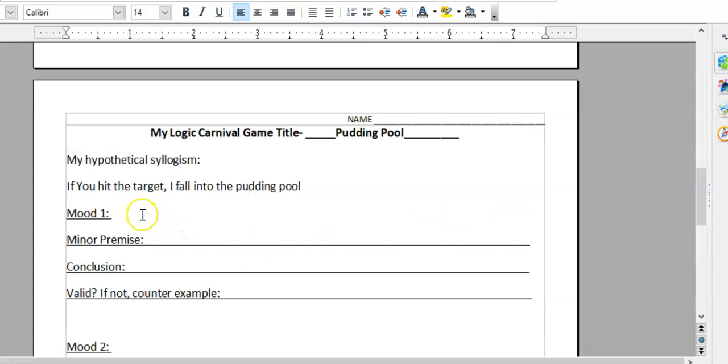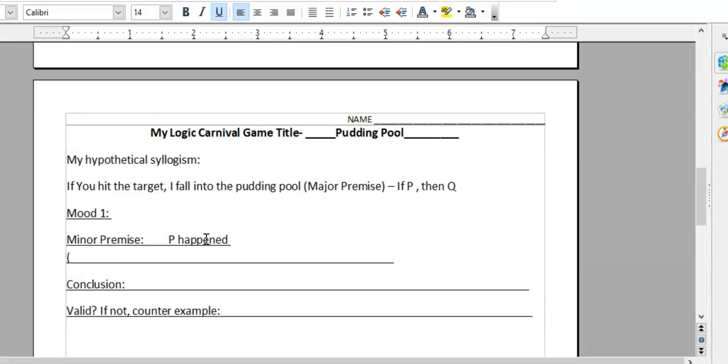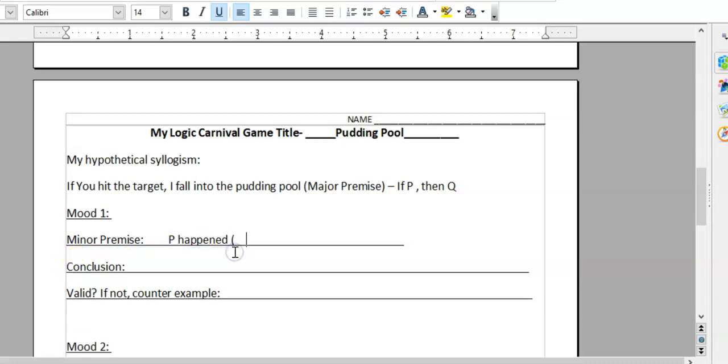Okay, so this is basically your major premise. Your hypothetical syllogism is your major premise. So this is your if P, then Q statement. So your first minor premise would be P happened, which means in this case, this is P, so it would be I fall into the pudding pool. I'm sorry, I hit the target. P happens if you hit the target. So I hit target.